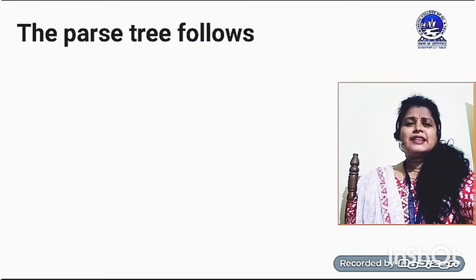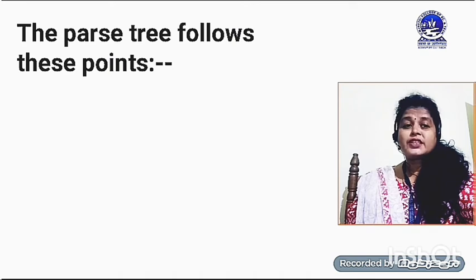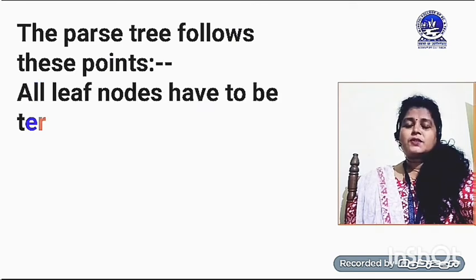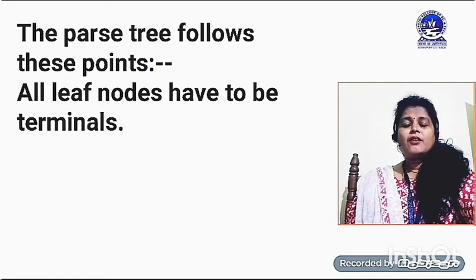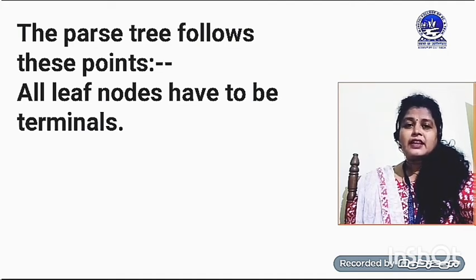Now we will discuss some points, or concepts, on which the parse tree is based. First one: all leaf nodes have to be terminals, obviously, because parsing starts from the start symbol, which is a non-terminal, which will be expanded, and it will reach the leaf nodes, and that is the destination.